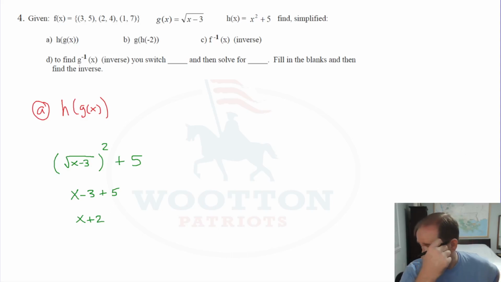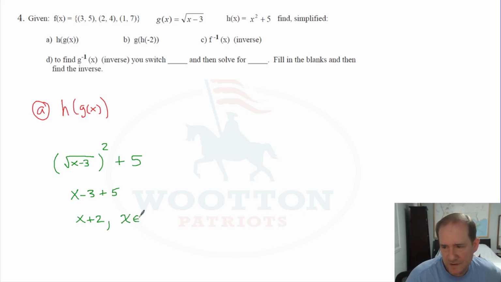Alright, and I don't want to get too in the weeds on this, but technically our domain here is definitely restricted, because when we do function composition, the inner function's domain has to be respected, and this thing being a radical function, x would have to be at least 3, right? 3 or greater. So this guy's going to have a domain where x is on the interval 3 to infinity.